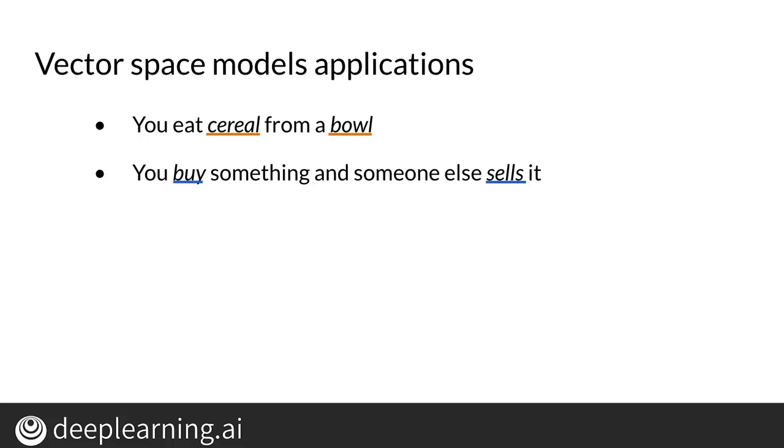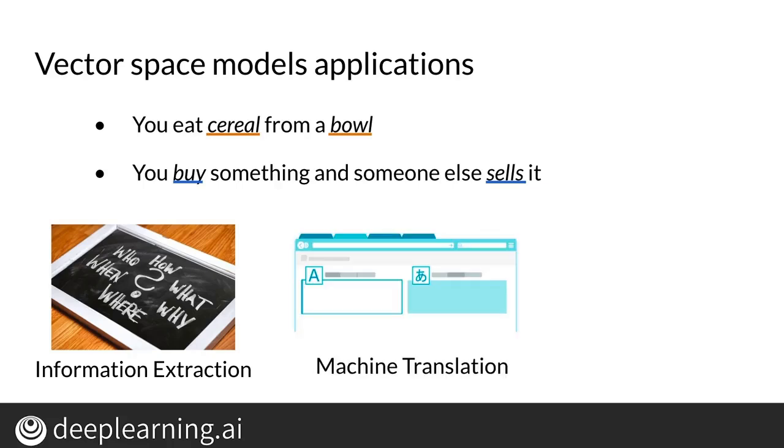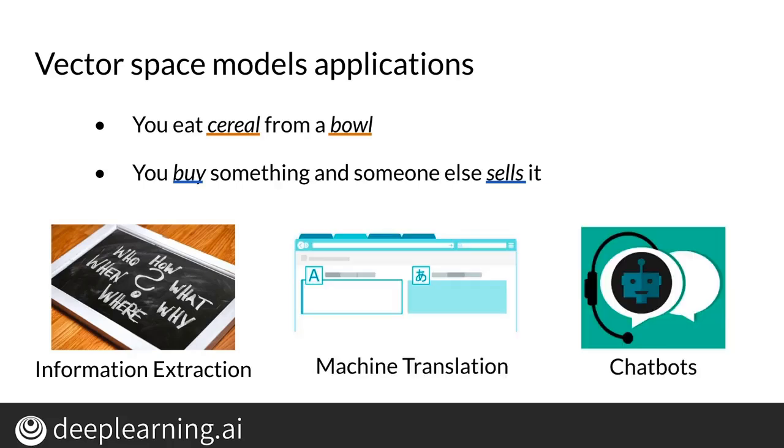With vector space models, you will be able to capture this and many other types of relationships among different sets of words. Vector space models are used in information extraction to answer questions in the style of who, what, where, how, and etc. In machine translation and in chatbots programming. They're also used in many other applications.